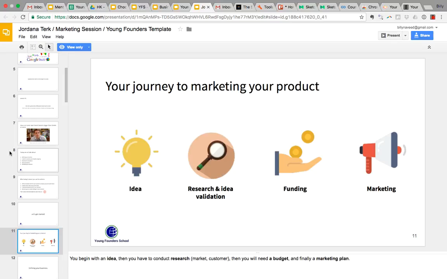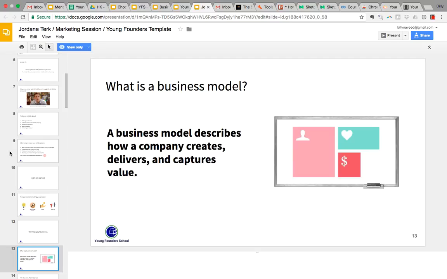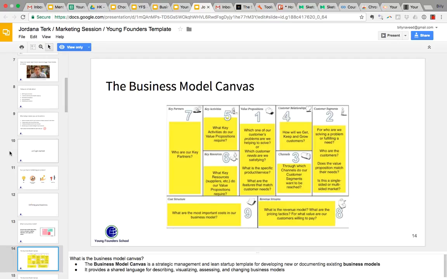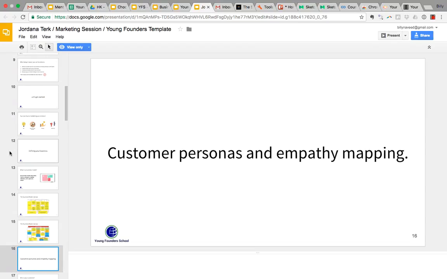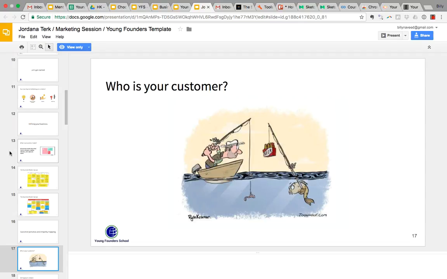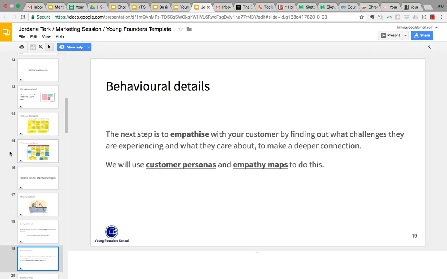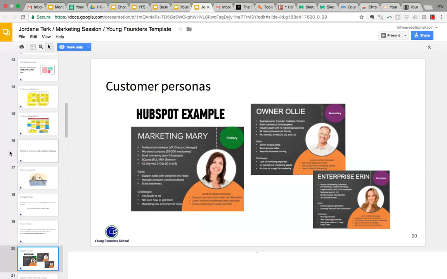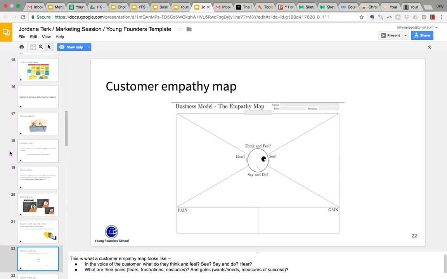So here we discuss a little bit about how they go about marketing the product, defining your business and how it creates value. We talk about business model canvas, then for Google, and then we talk about customer personas and empathy mapping to try and really get them to target who that customer is, what do they look like, and how do they behave. This is an example from HubSpot, and we talk about customer empathy maps, which are right here. How do they think, feel, hear, see, say, and do?